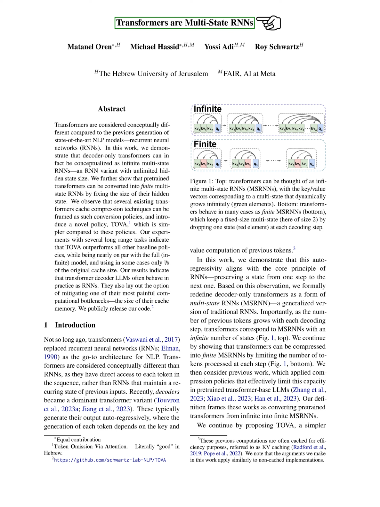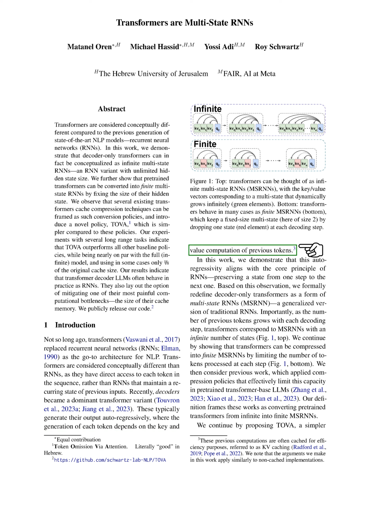Introduction. Let's dive into the world of neural networks. Not too long ago, transformers took the spotlight from recurrent neural networks, RNNs, as the preferred structure for natural language processing, NLP. Unlike RNNs, which keep track of previous inputs, transformers can directly access each token in a sequence. Recently, decoders, a type of transformer, have become quite popular.